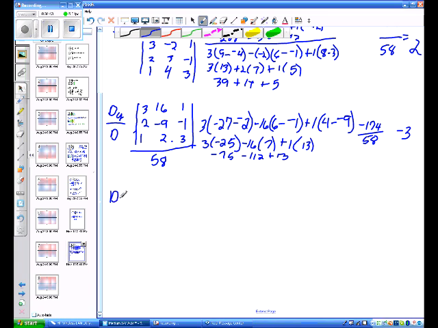So we're going to set up our determinant for z, which means we'll put our x's. So 3, 2, 1. Our y's, negative 2, 3, 4. In place of our z's, we'll put our answer column. 16, negative 9, 2. Our denominator is still going to be 58. It doesn't change. So going about the first row, we've got 3.